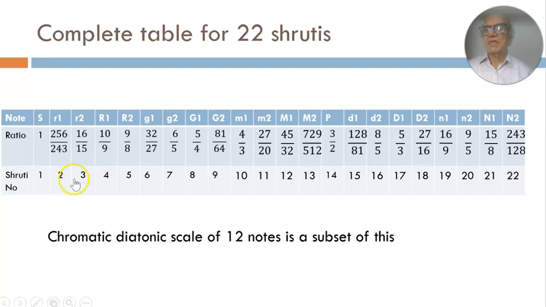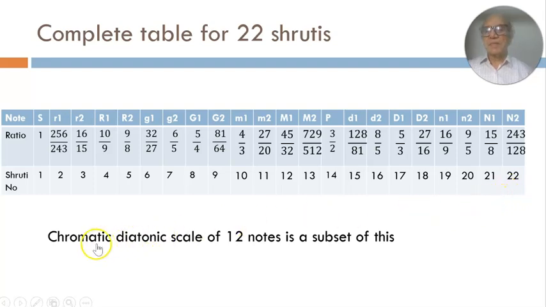So if you write them in the ascending order, that is how it will look. Start with Shadaj, Ati Komal Rishabh, Shuddha Rishabh, Tivra Rishabh, and like that. So these are all in the ascending order. And I have given a Shruti number. The reason for this is that later on when we study the program for generating 22 Shrutis, this number will be useful. So 1 corresponds to Shadaj, 2 corresponds to Ati Komal Rishabh, 3 corresponds to Komal Rishabh and so on, right up to 22, which corresponds to Tivra Nishad.